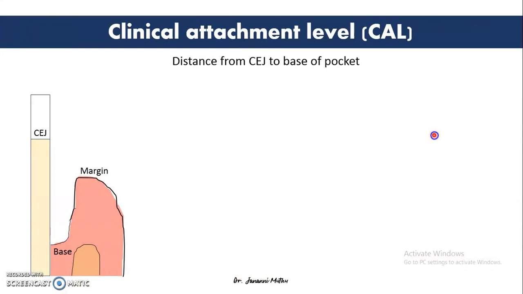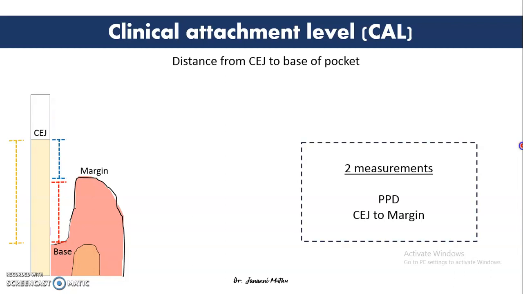Now moving to recording of clinical attachment level. Clinical attachment level is measured as the distance from the cemento-enamel junction to the base of the pocket. You would have already measured the distance from the margin to the base of the pocket, which is the probing pocket depth. To calculate CAL, you will now have to measure the distance between CEJ to margin. Hence, we need 2 measurements: the probing pocket depth and the distance from cemento-enamel junction to margin to calculate CAL.